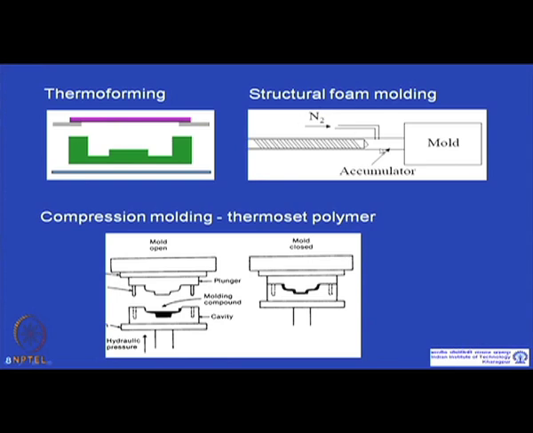Similarly, in an injection molding machine, this is the place where the polymer melt is accumulated. Now, in this case, if you want to make a foamed polymer, you can add some inert gases here and then make a short shot, which means you can inject less material than was supposed to be filling the entire mold.